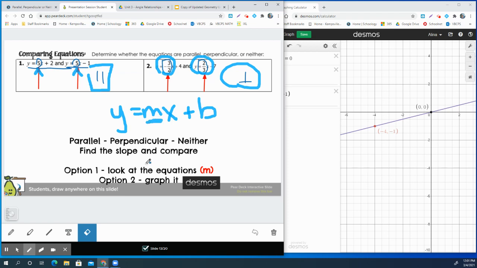The ones that we were just doing weren't written in that way. They won't always be in that way. So sometimes you have to put them into Desmos to figure out what the slope is. The whole reason to put them into Desmos is to get the slope. The slope's the most important thing. Okay.